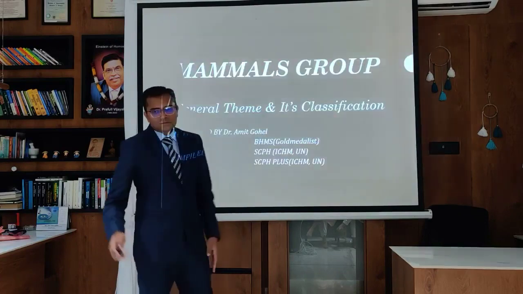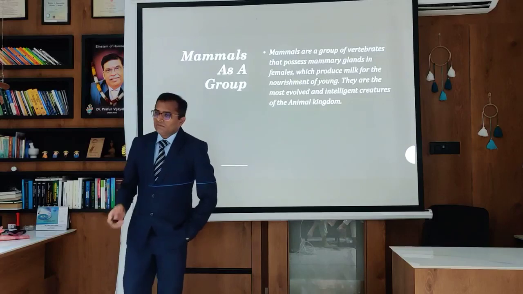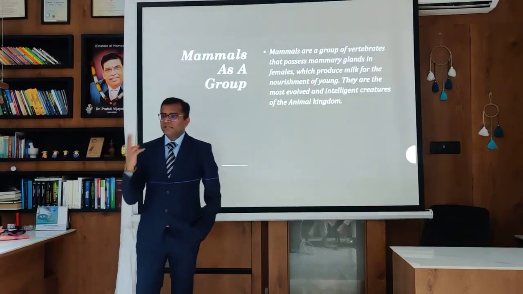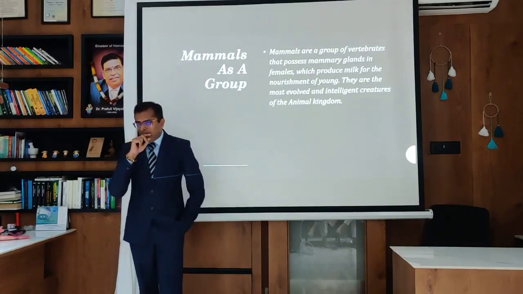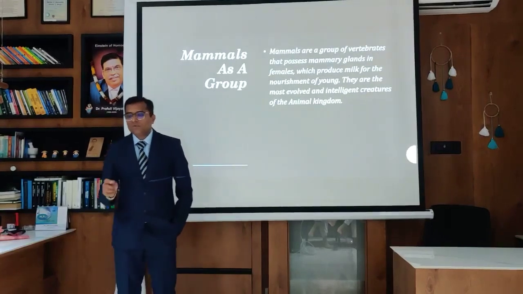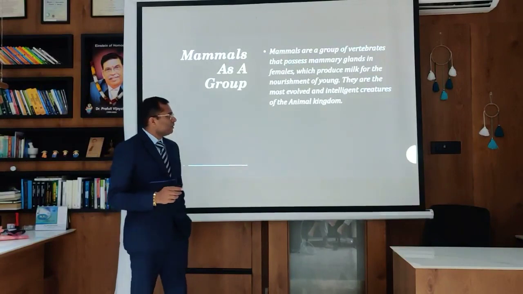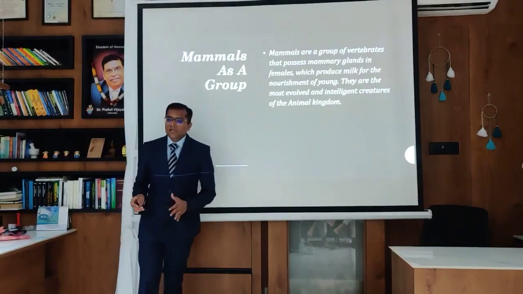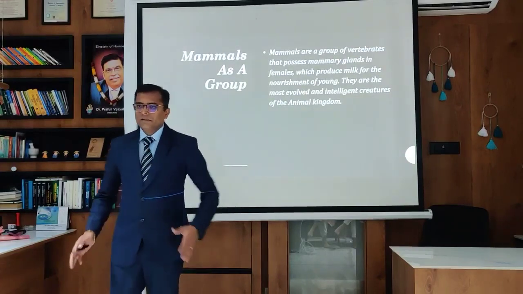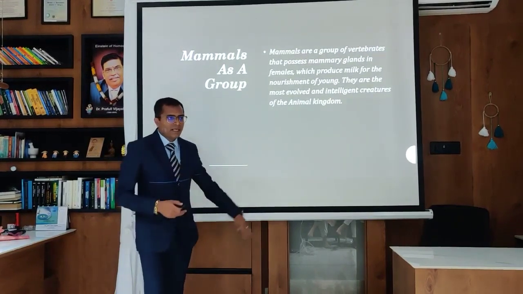So mammals are, as rightly said by Dr. Virat, vertebrates. One quality is vertebrate, the second quality is mammate, and the third quality is that they produce milk, a female produces milk for the nourishment of the young. So they are the most evolved and intelligent creatures of the animal kingdom, rightly said by Dr. Virat. So how do we have to understand that?